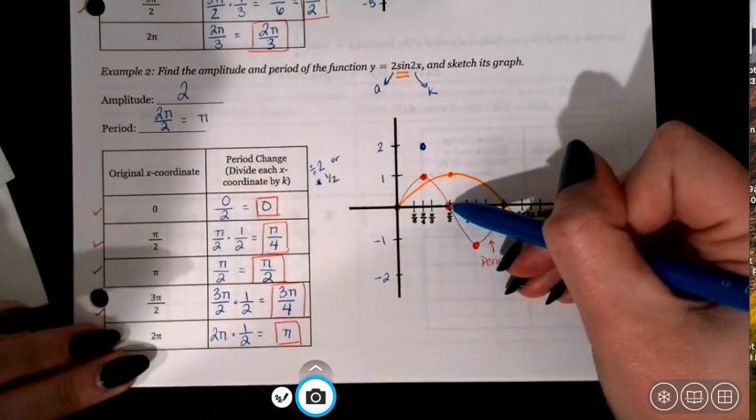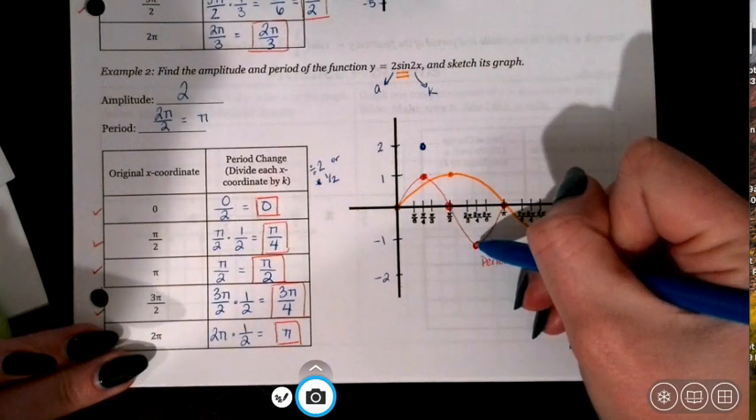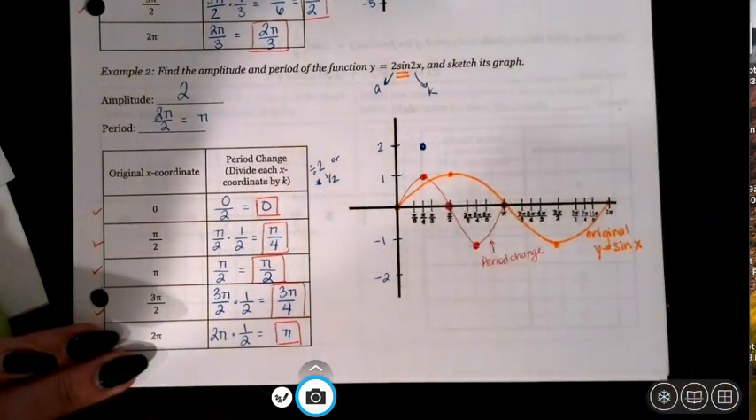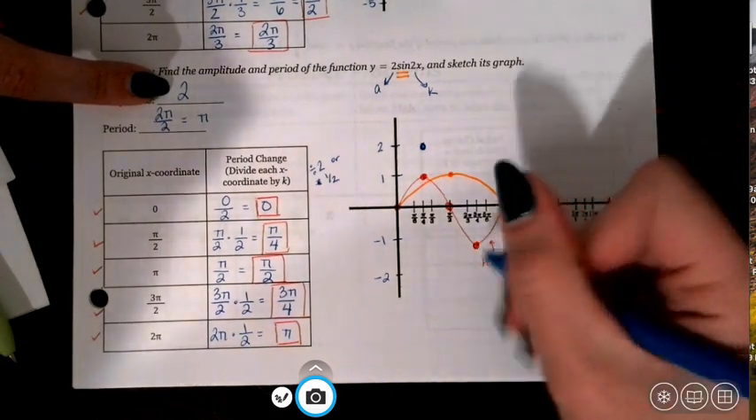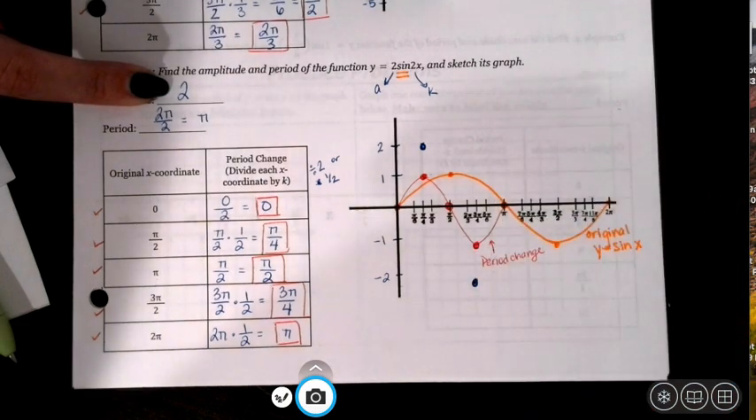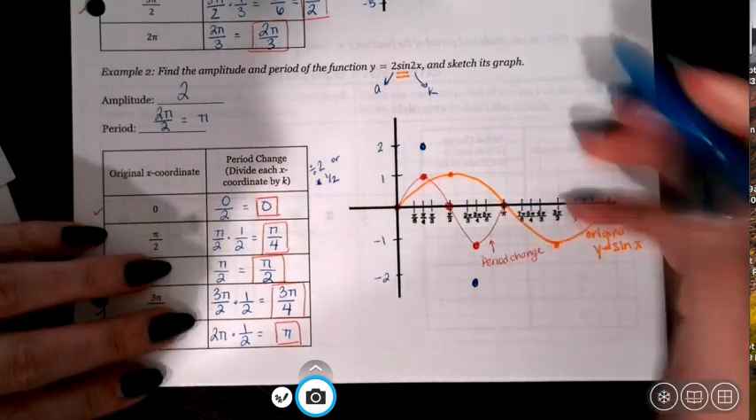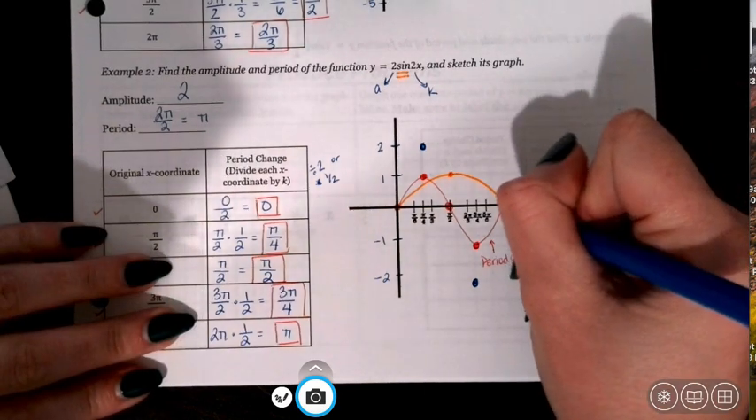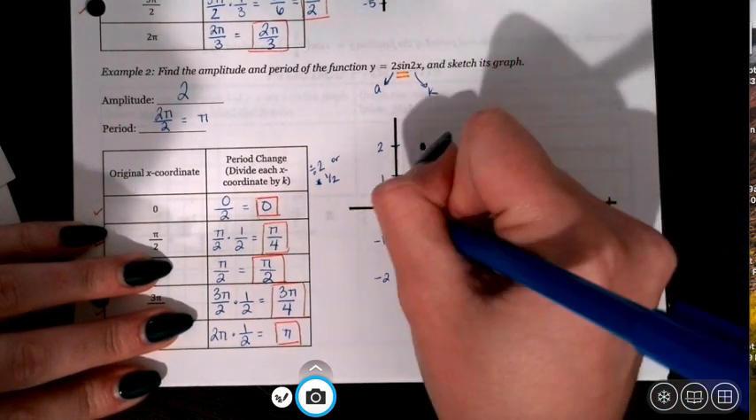This point, the y value is 0, so it stays at 0. This point, my y value should be -1. It looks like it's a little bit lower. -1 multiplied by my amplitude would give me -2. So that shifts a little bit like that. And then this one doesn't move because it's on the x-axis. So I'm connecting this point with this, and then this point here, and this point.